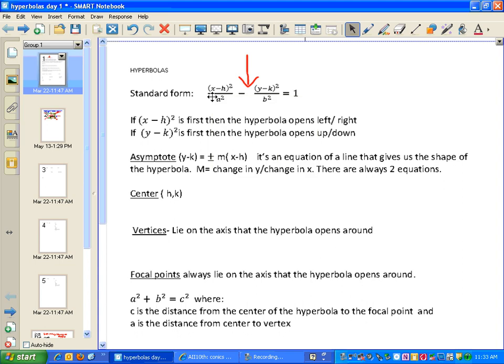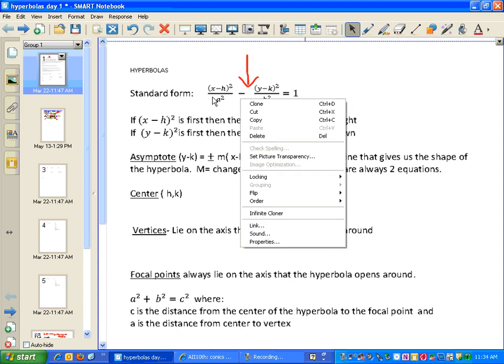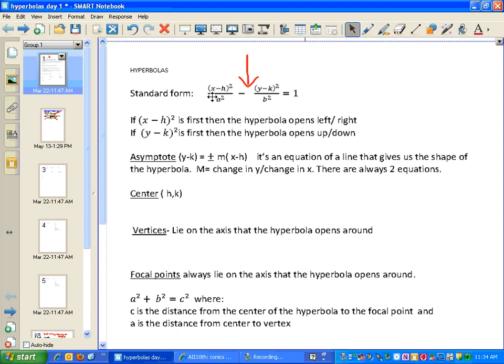If the y minus k quantity squared is first, which means it's followed by the minus the x, then it's going to open up, down. Okay? So you're going to want to figure out the orientation. How it opens has nothing to do with the denominators, the way it is determined in the ellipse. It's the sign that determines how it opens. Do you understand the difference? The sign being positive, which one is the positive term and which one is the negative term.